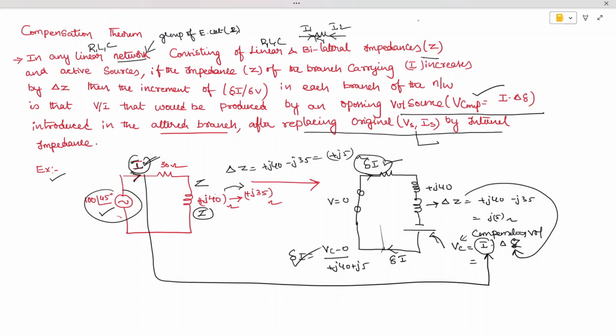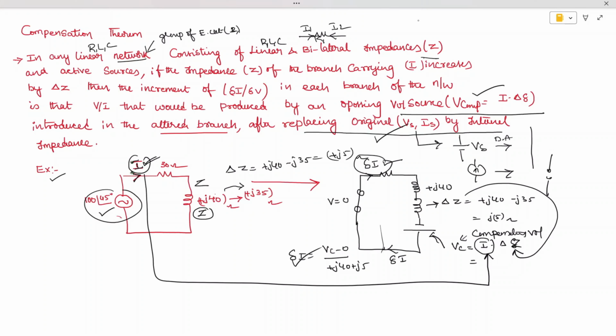This is the altered branch after replacing the original voltage and current source. So replacing the original voltage source means if you have a voltage source, deactivate this voltage source and make it like a short circuit. And if you have a current source, replace this current source with an open circuit. This is the concept of replacing with internal impedances. Okay, hope you understood the theorem.